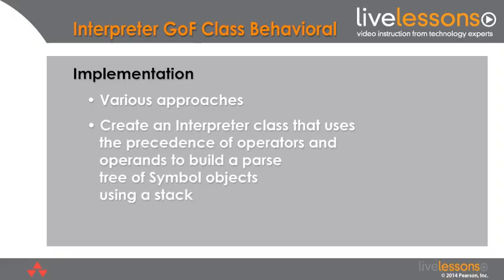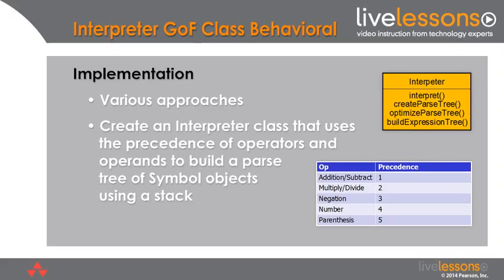An alternative approach, which is actually what we use in our implementation, is to create a class that uses the precedence of the operators and operands to build a parse tree of symbol objects by using a stack. And if you take a look at the implementation, that's what we're using here. This approach ends up with fewer classes, but the design doesn't quite as clearly mimic the grammar. Both approaches are perfectly valid implementations of the pattern, just that one is more directed towards the class rule structure, one is more directed towards the precedence of operators and operands.